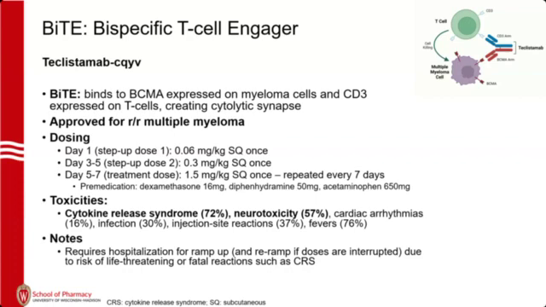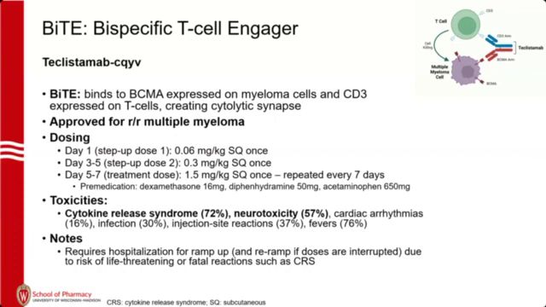BCMA is a receptor that's expressed on myeloma cells. So one side targets BCMA, going after myeloma cells, and the other side targets CD3, going after T cells, trying to bring those cells together, create that cytolytic synapse, and work those T cells against that malignancy. Currently it is FDA approved in the relapse refractory setting, though of course they're studying it for earlier and earlier therapy. That's how these things work.